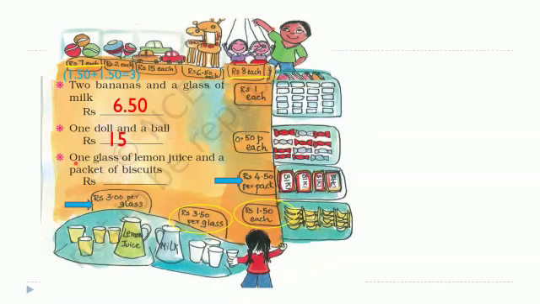Now last one, they have given one glass of lemon juice and a packet of biscuits. So lemon juice they have given 3 rupees. See here, lemon juice they have given. One glass is 3 rupees and a biscuit pack is 4 rupees and 50 paise. So you have to add both of them. So 3 plus 4 is 7 and then 50 paise. Okay, paise you have to add afterwards. First you add the rupees. So 4 plus 3 is 7 and 50 paise you can write just like that.